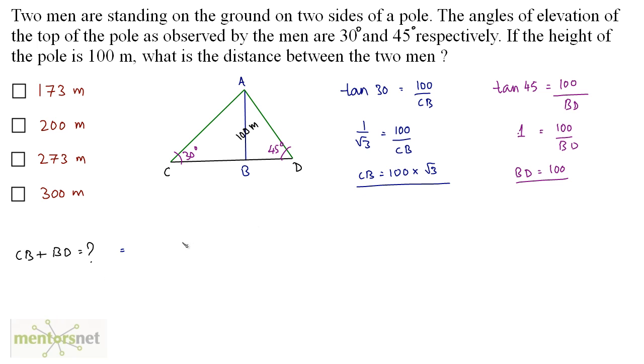So CB is equal to 100 times root 3. We can calculate that 100 times root 3 is 1.73, so this is basically 173. So we have 173 plus 100, right? 100 plus 173 is 273 meters. So the distance between these two men is 273 meters, and that is option C.